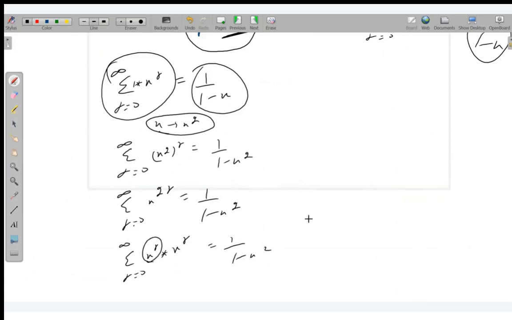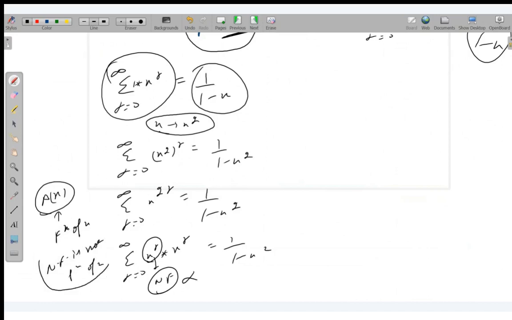No. Numeric function is not a function of x. Please try to follow. Numeric function is not a function of x. Only the generating function is a function of x. So is this a numeric function? No, you cannot say like this. Why is this not a numeric function? Because only the generating function A(x) is a function of x. Numeric function is not a function of x.